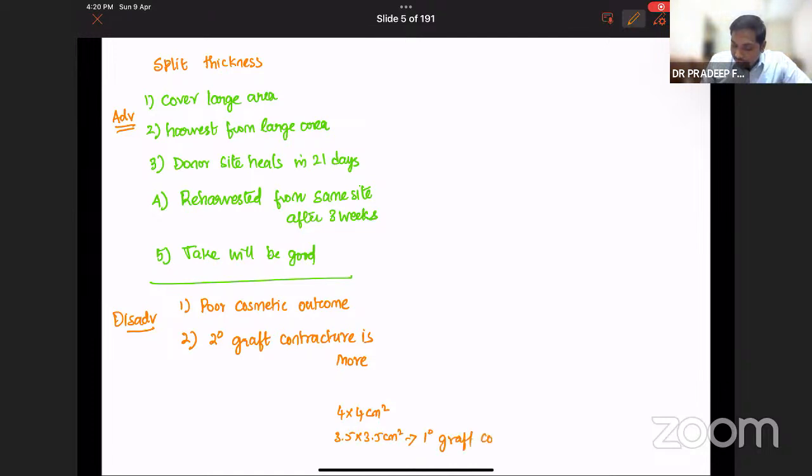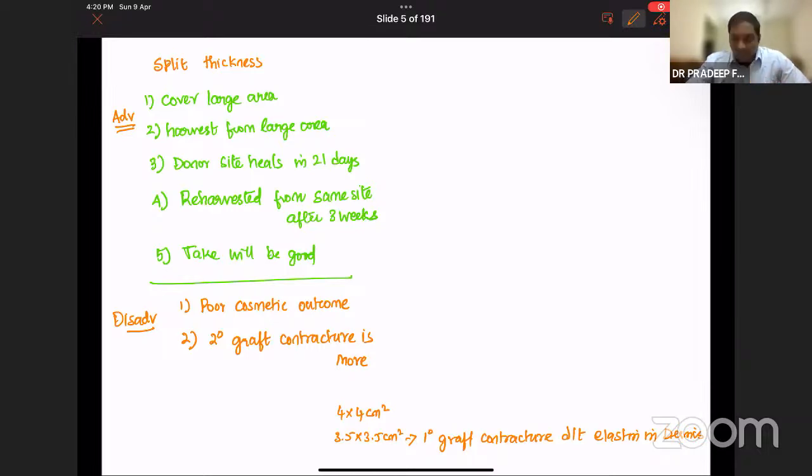This primary graft contraction is due to the elastin that is present in the dermis. So in split thickness skin graft, do we take more of the dermis? No. That means the elastin content in the split thickness skin graft is very less, thereby primary graft contraction is very low. Moving on to the full thickness skin graft, the primary graft contraction will be very high because of the larger amount of elastin content present in the dermis that has been harvested along with the flap.